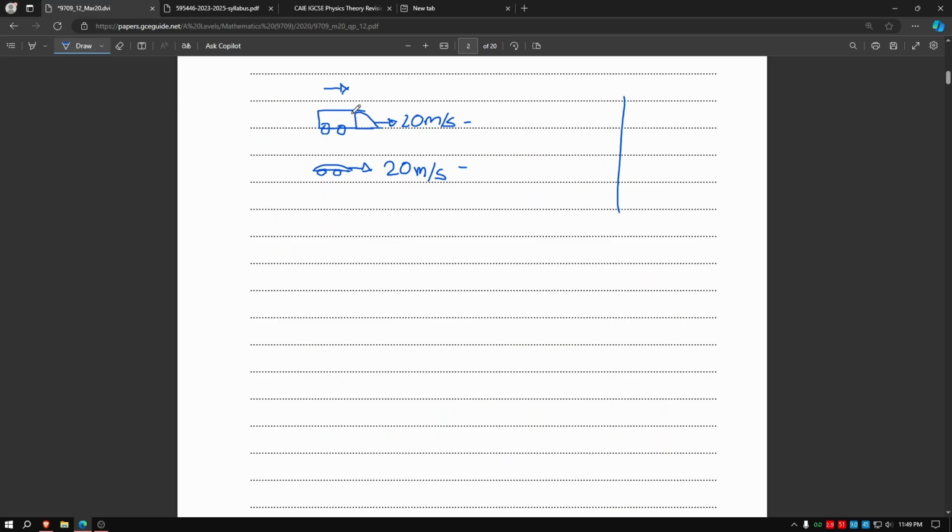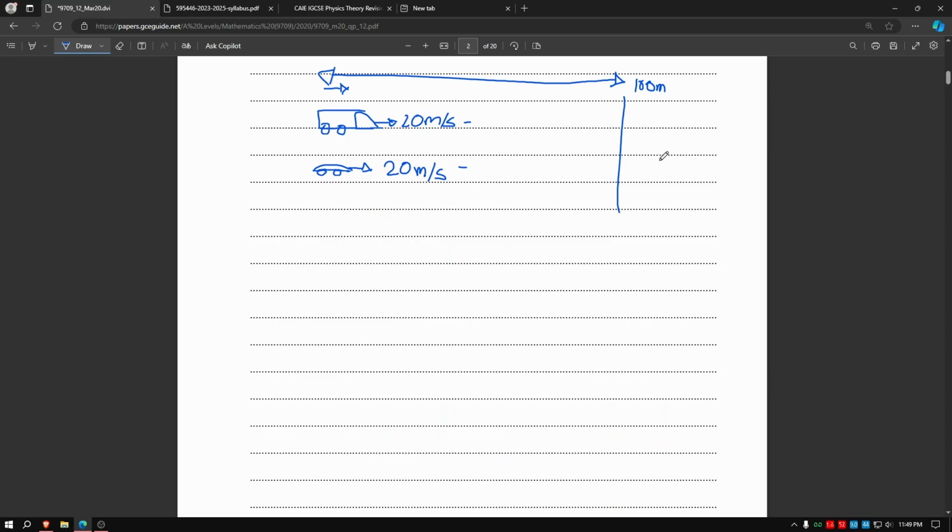So if I give the car 5 seconds, and if I give the truck 5 seconds, they will both move 5 times 20. That would be 100 meters, right? Let's just say the finish line is 100 meters away. So what will happen after 5 seconds? They will both cross the finish line at the same time.